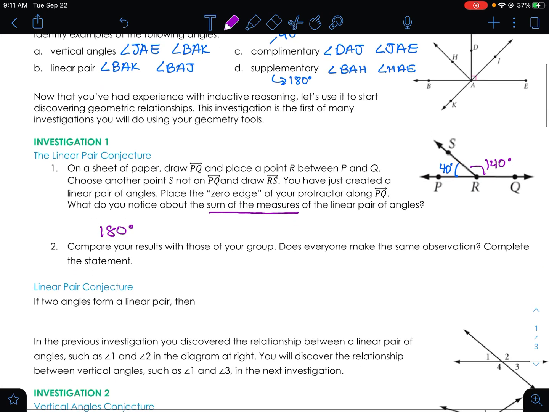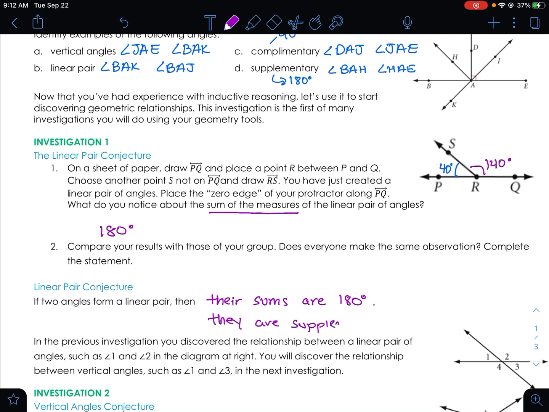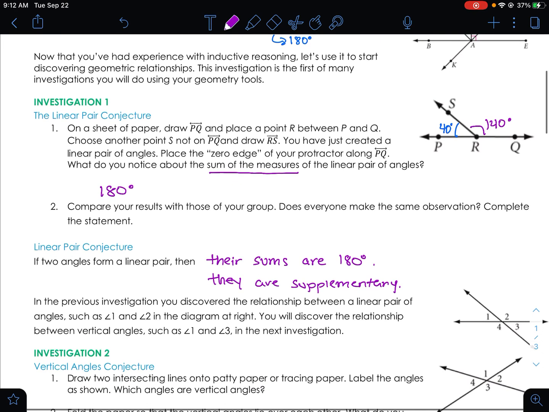Yes. So for the linear pair conjecture, we could say if two angles form a linear pair, then their sums are 180 degrees. Another way that you could say that is then they are supplementary. And so what we notice here is that regardless of what linear pair you have, those two angles are always going to add up to 180 degrees.